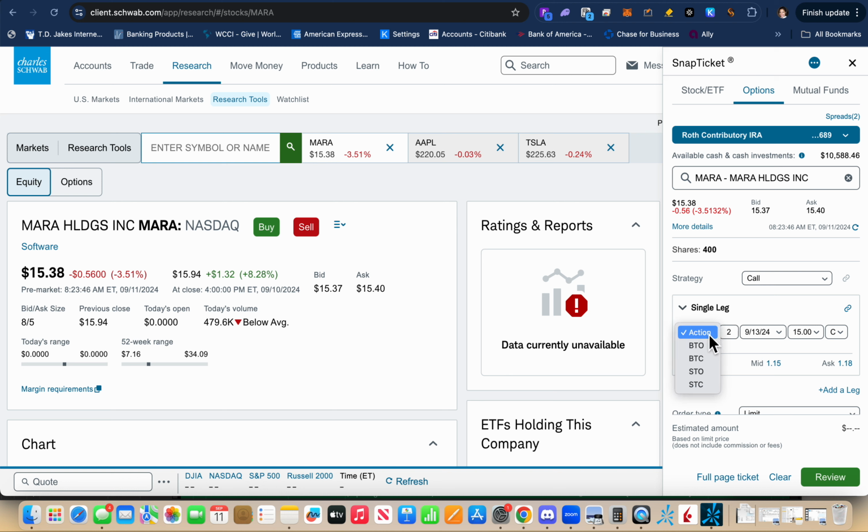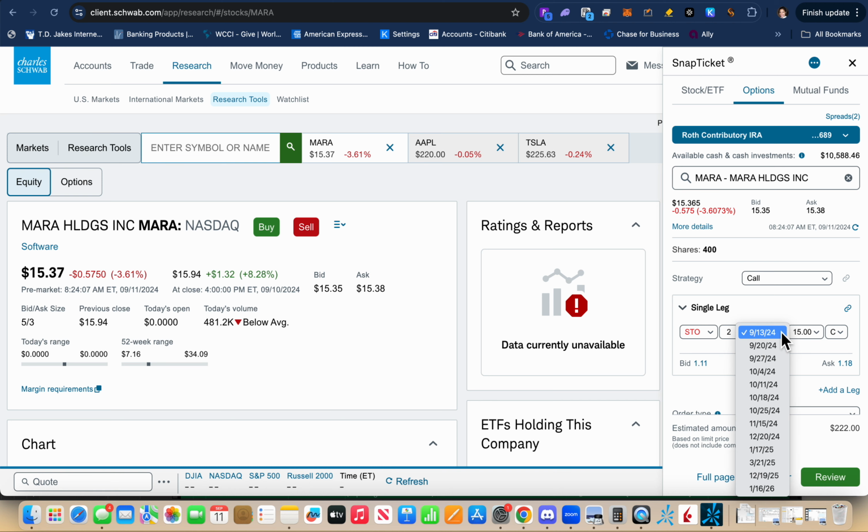Important thing here is action. This is very important. The action that you want to take is sell to open, or STO. Sell to open, the number of contracts you want, and again, that has to relate to the number of shares that you're willing to sell. And next, you select an expiration date. In my case, I'm interested in the October 18th expiration.